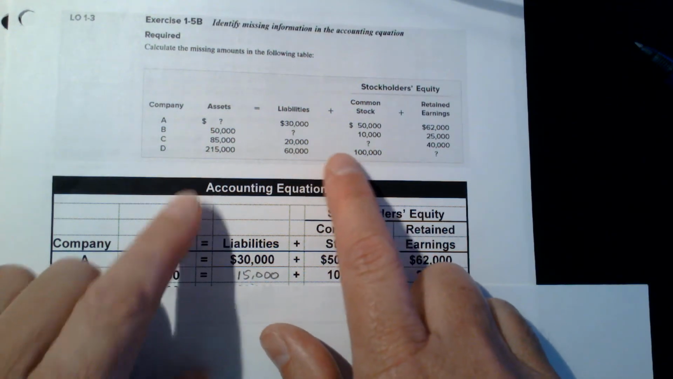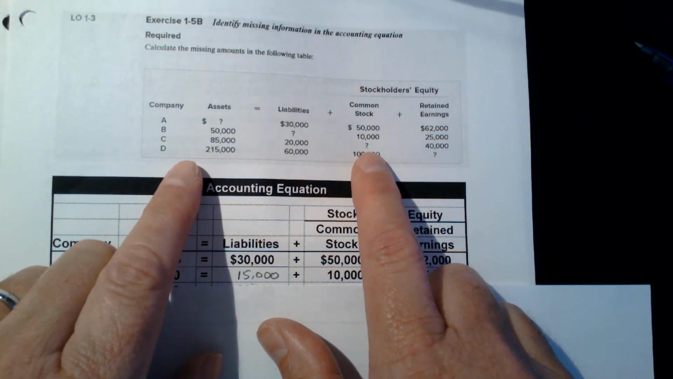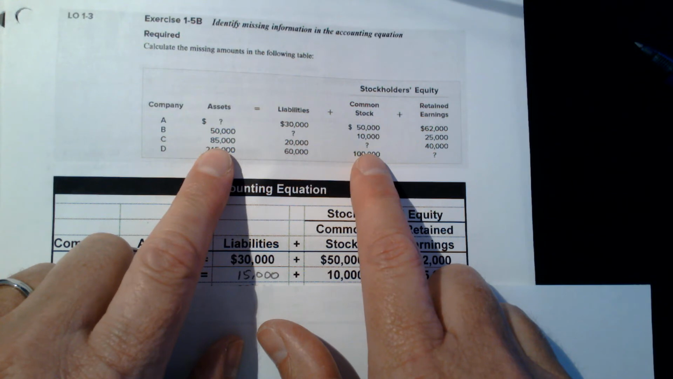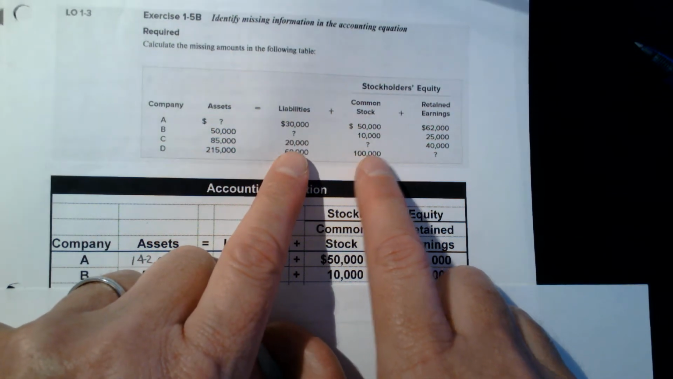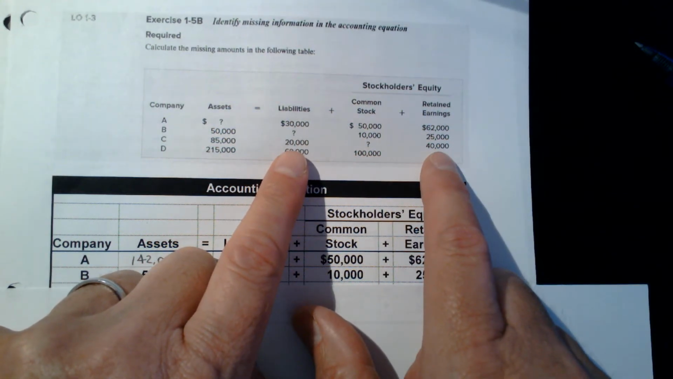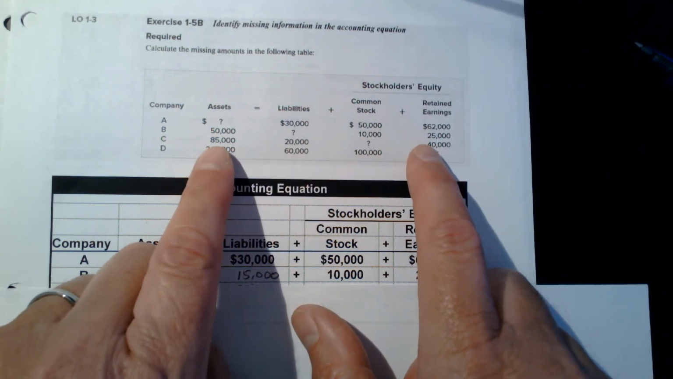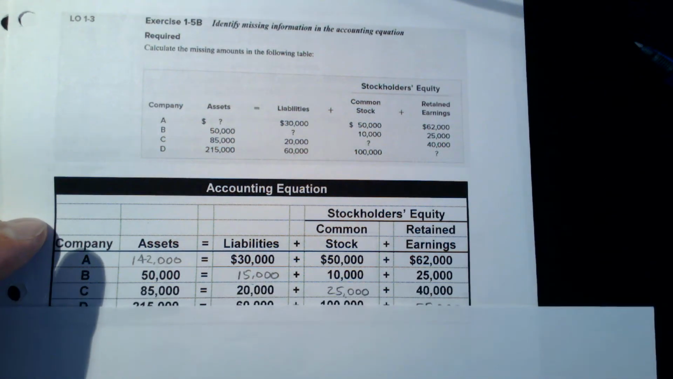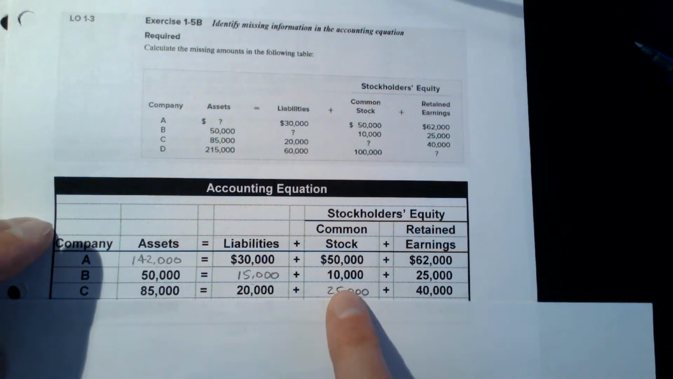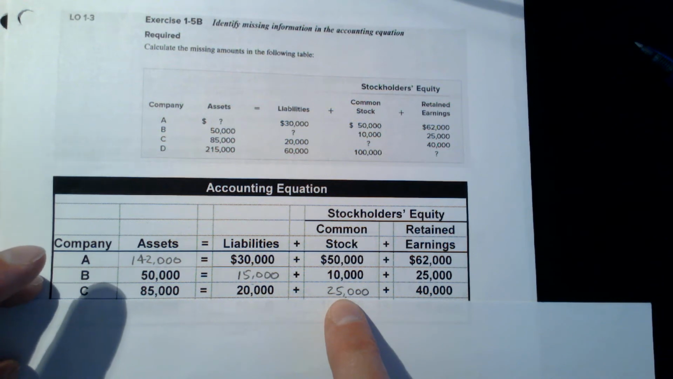So in that case, the liabilities must be $15,000. The next one here, I'm missing the common stock. Again, on one side I have 85,000, on the other side I've got 20 and 40, so a total of 60. So what I must be missing is that 25,000 to have this side equal 85. So in that case, common stock is 25,000.